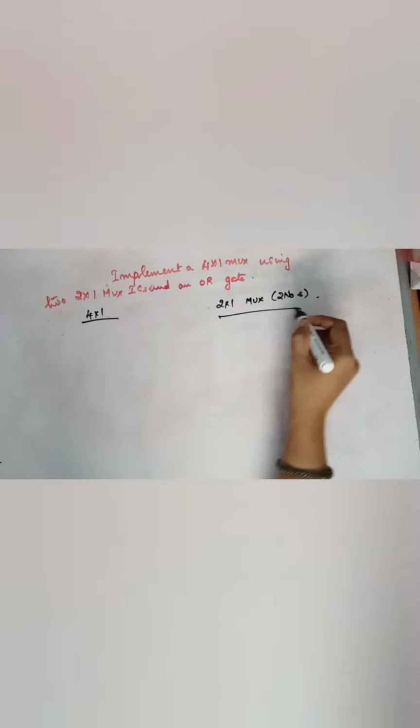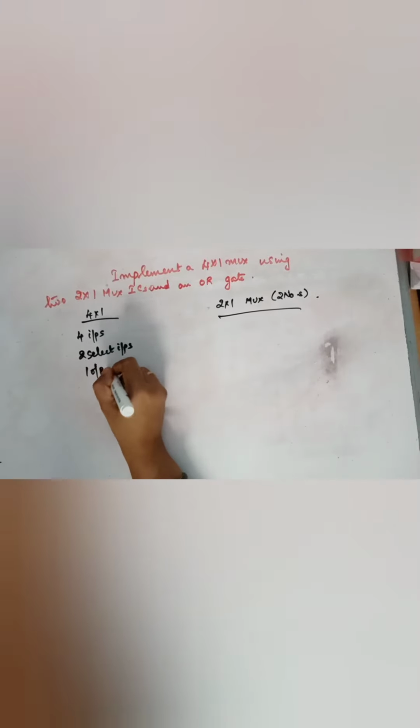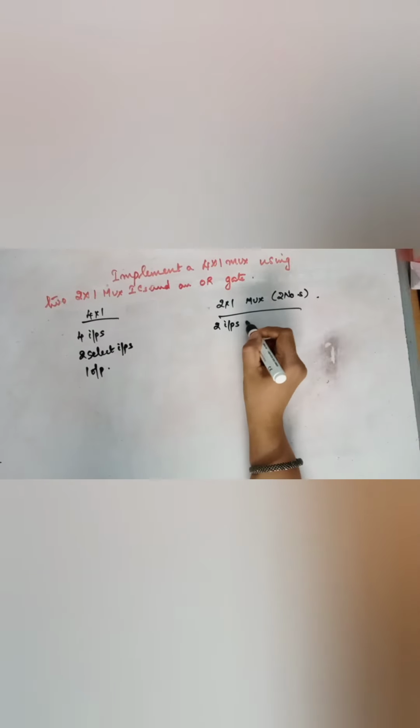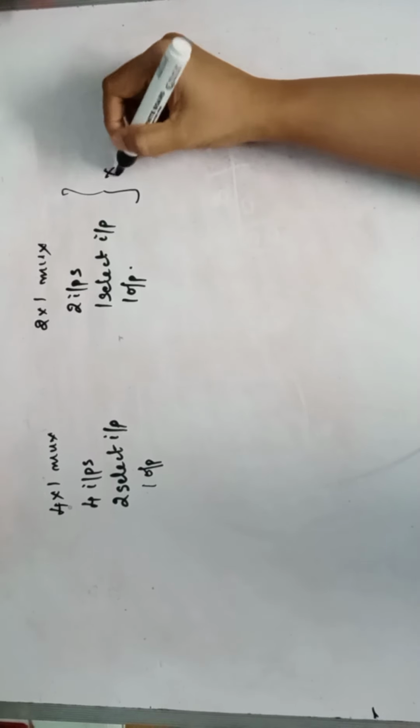So in a 4 by 1 mux, what do we have? We have 4 inputs, 2 select inputs and 1 output. In a single 2 by 1 mux, what do we have? We have 2 inputs, 1 select input and 1 output. So you have 2 such muxes and you have an OR gate.